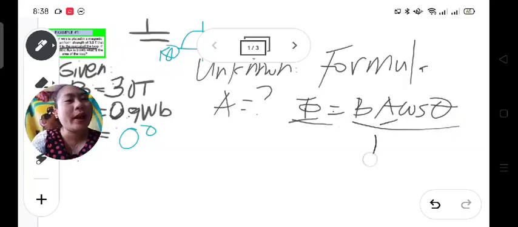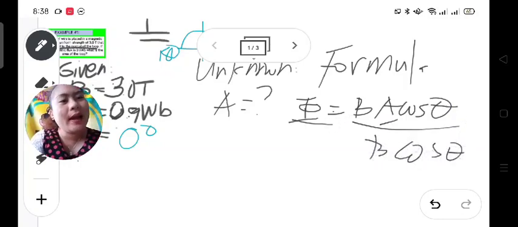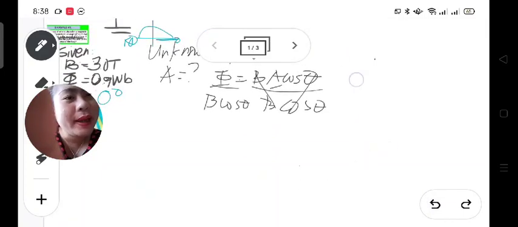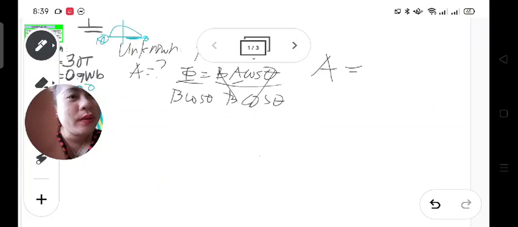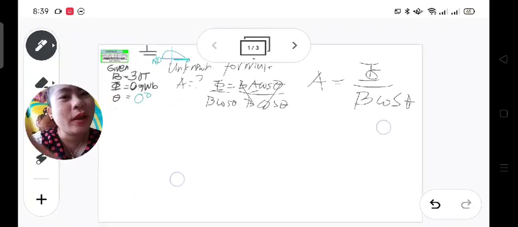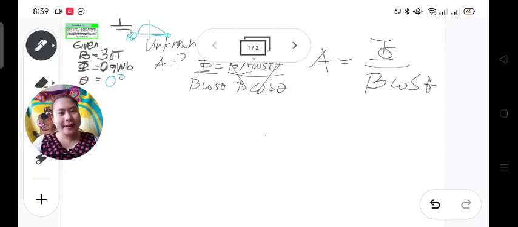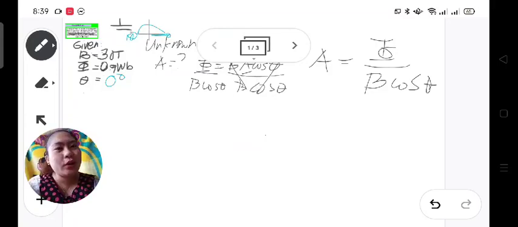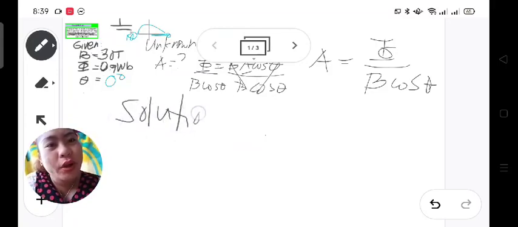We need to find A. So, we divide both sides by B cosine theta. So, cancel. So our main formula will be A is equal to magnetic flux over B cosine theta. Okay, so that will be our formula. Next, sunod, we substitute the values in our solution.